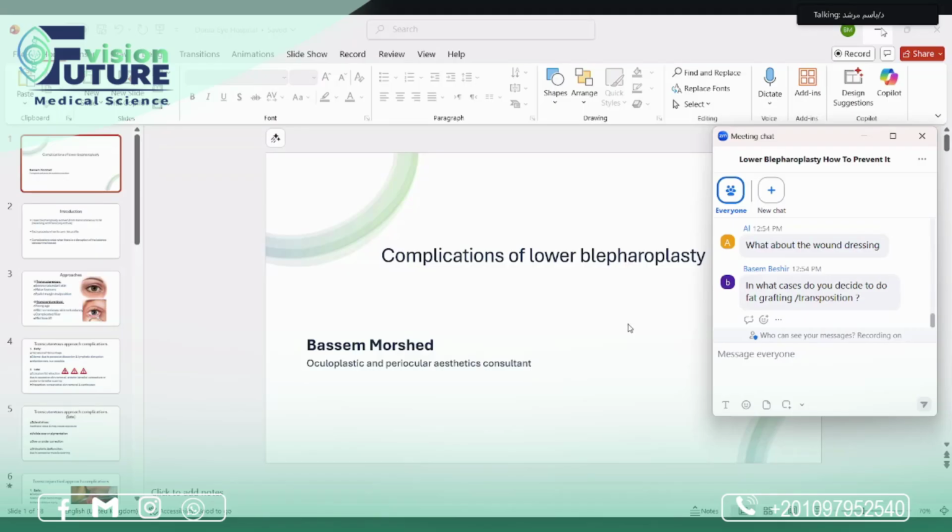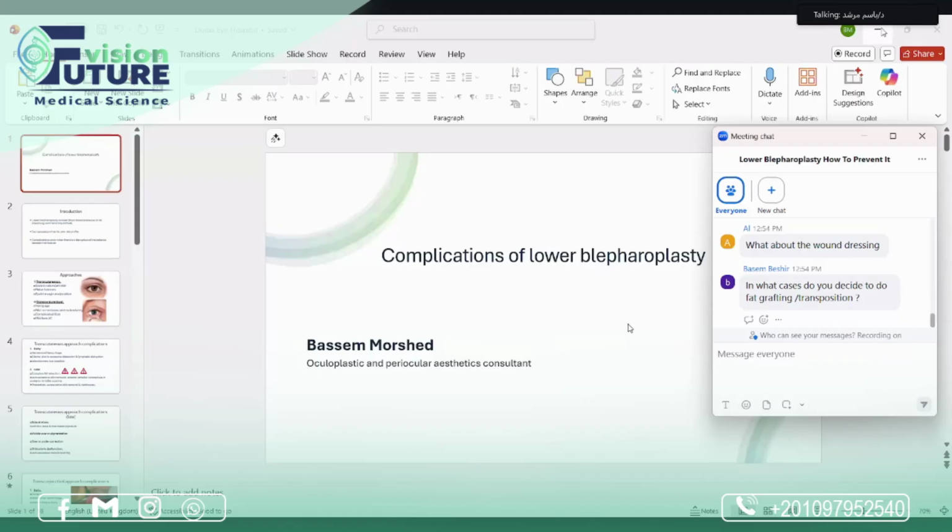In what cases do you decide to do fat grafting and transposition? Fat grafting will only be applicable when you have preoperatively severe holes. But in cases where you have extra fats, I would always take advantage of those fats in transposition and preservation of the fats so that I can maintain a proper volume.